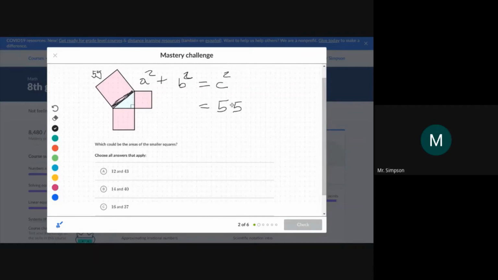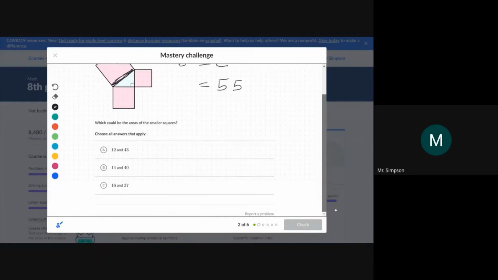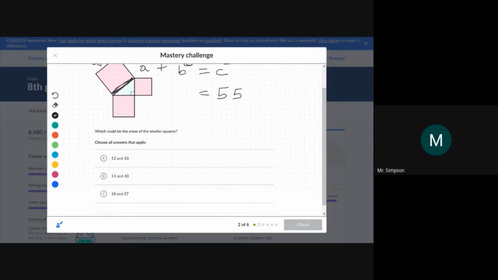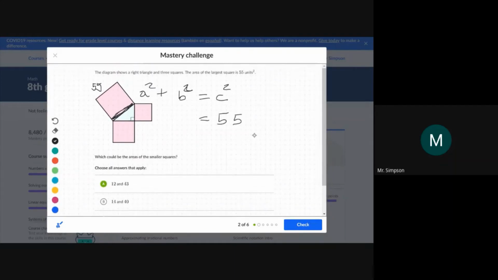So let's look at our options. We have 3 options. If we add 12 and 43, do we get 55? 12 plus 43 equals 55. So that's definitely an answer. What about the others? 14 plus 40 gives us 54, so that's short of the 55 that we need. What about 16 and 37? 16 plus 37 gives us 53. So the only answer that satisfies our need for 55 would be A, 12 and 43.